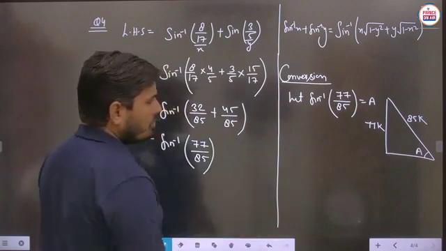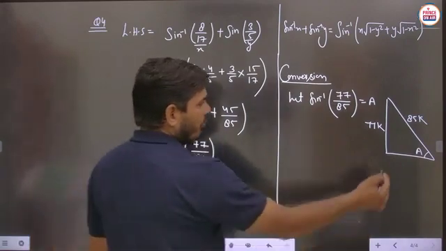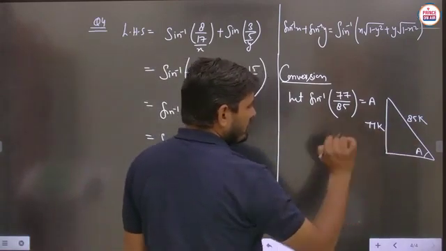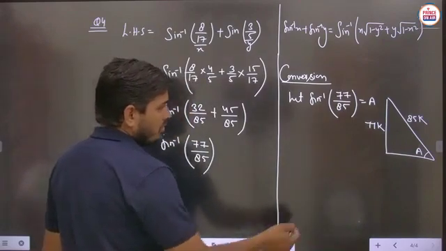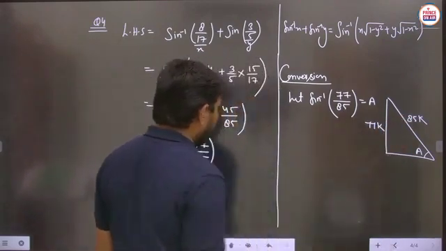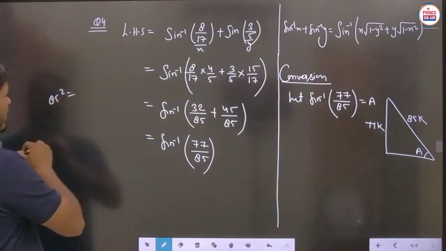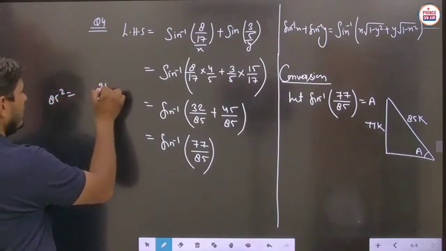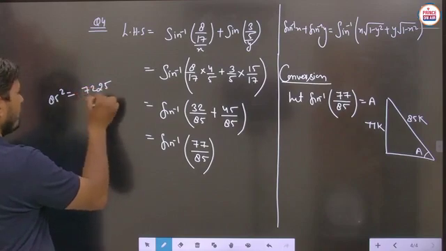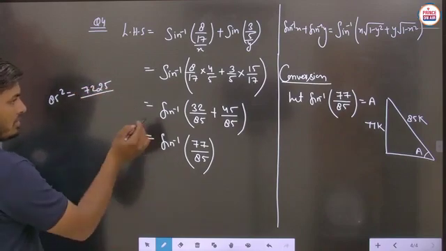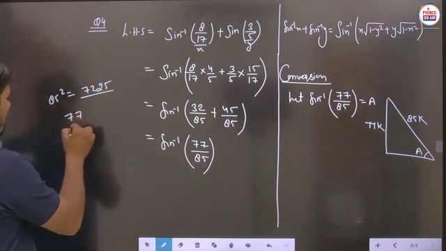So sin A will become 77 upon 85, so this is 77k and this is 85k. Now you can obtain this particular part. Use the Pythagorean theorem, that is hypotenuse square equal to perpendicular square plus base square. So this is the square of 85, so you can do the calculation, 85 square directly you can write here 7225, and 77 square you can obtain here.